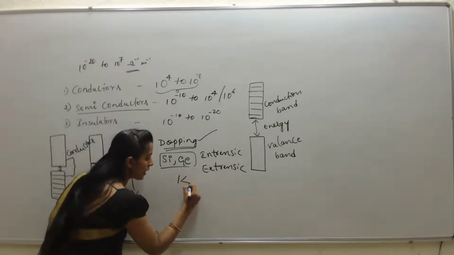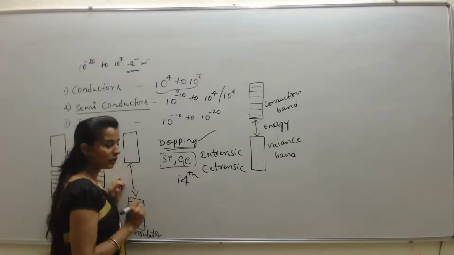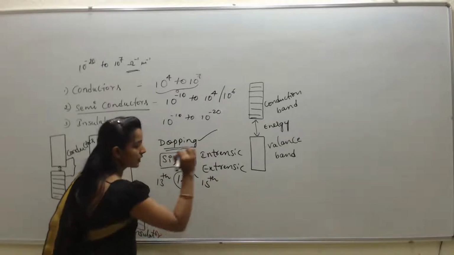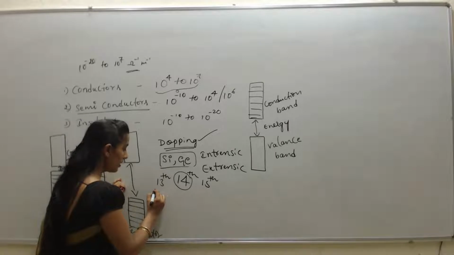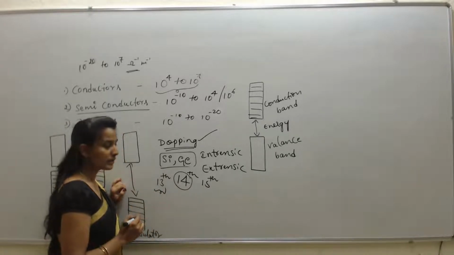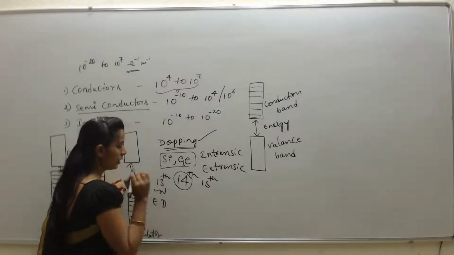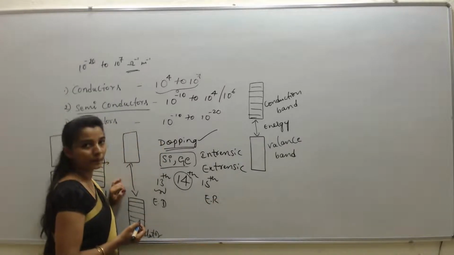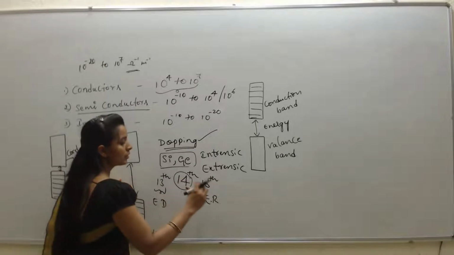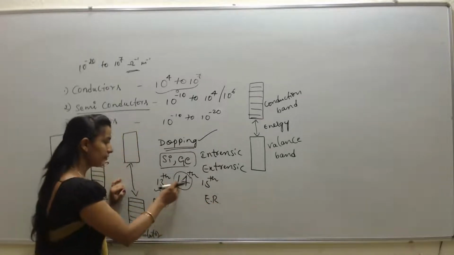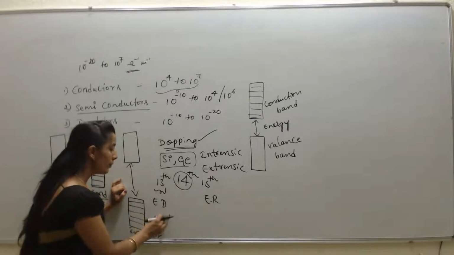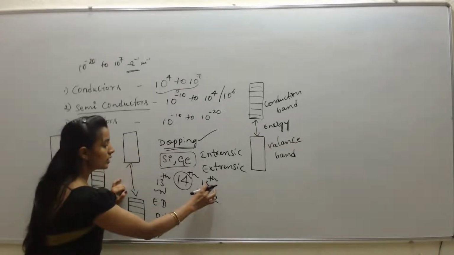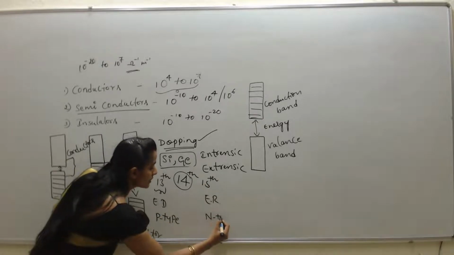Listen, silicon and germanium belong to the 14th group. This group can be doped with 13th group elements as well as 15th group elements. Doping with 13th group elements is electron deficient group doping, and here it is electron rich group doping. If the 14th group semiconductor is doped with a 13th group element, they form p-type semiconductors. With the 15th group, they form n-type semiconductors.